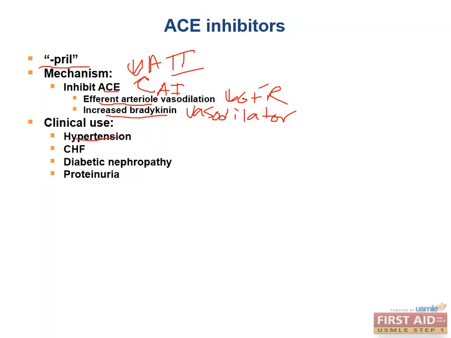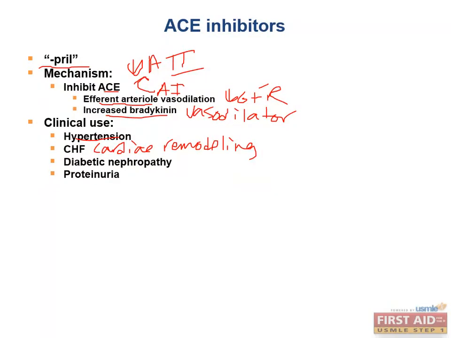So clinical uses for ACE inhibitors, the first of all obviously is hypertension, but they're also used in heart failure because they prevent cardiac pathological remodeling, which severely reduces the pumping efficiency of the heart. And in diabetes, they slow down the chronic kidney damage seen in diabetic nephropathy.